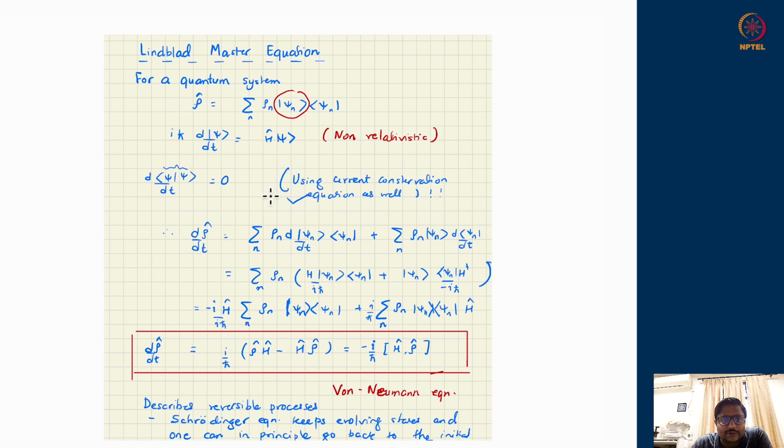The hallmark of that current conservation equation was this: that d of psi star psi upon dt is equal to minus the divergence of J, which was also made from the spatial derivative of the wave function, can be combinedly written as this thing. This is a simple exercise you should be able to do, or you might have already done at the level of quantum mechanics.